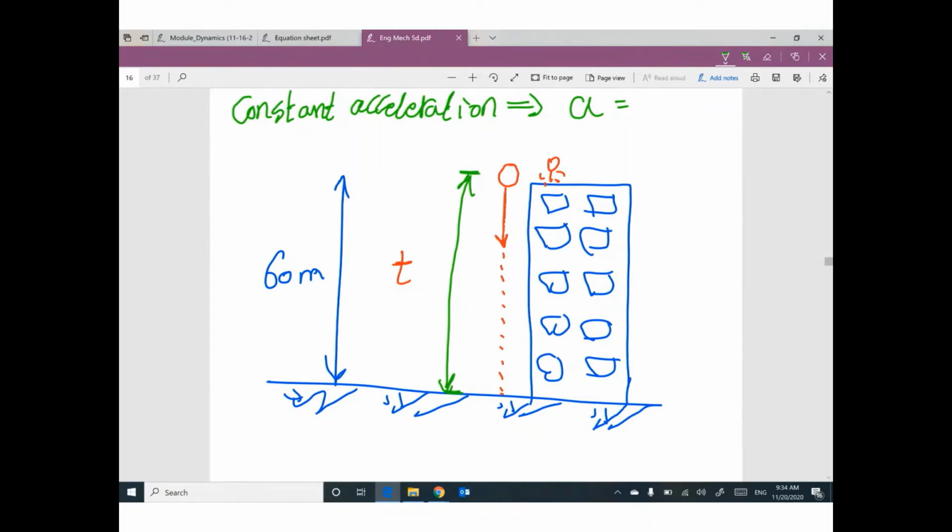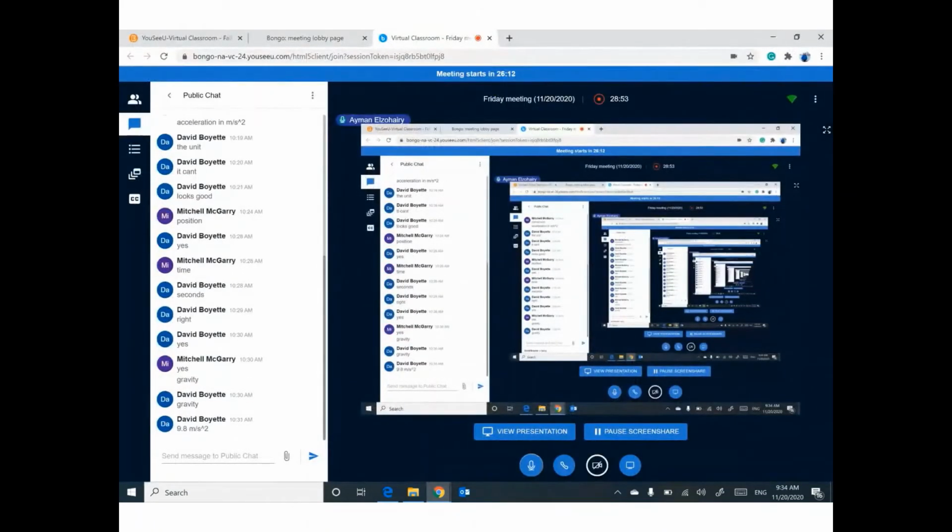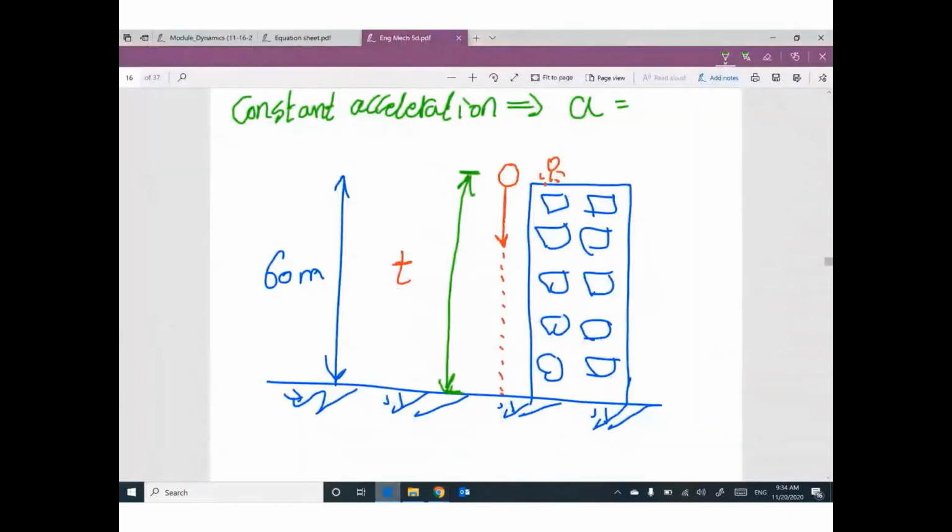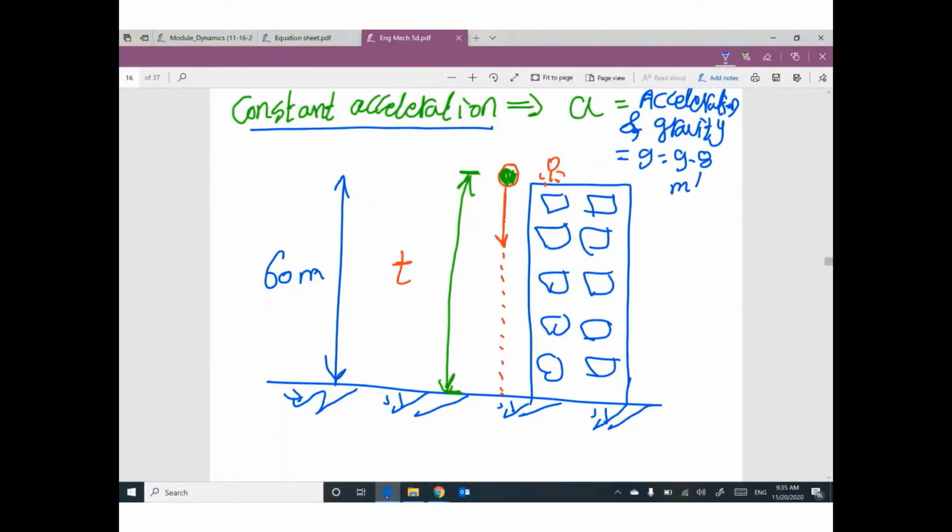I believe I learned this in physics. This is called free falling. What is the value of the acceleration for this ball to hit the ground? Do you remember something like this? Yes, we learned this from physics. If you have something falling down, which is free, your acceleration is constant. Yes. And the value of acceleration equals the acceleration of gravity, g, which is 9.8 meter per second square.